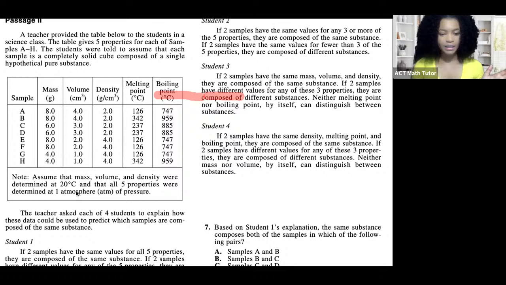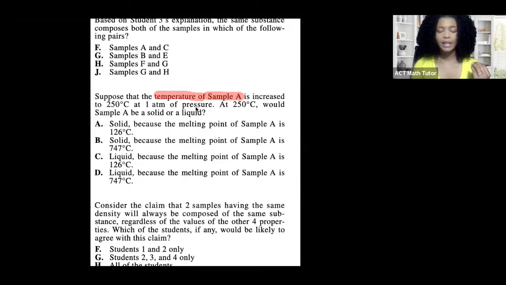And then it says, assume that mass, volume, and density were determined at 20 degrees Celsius. Okay, so that means it was way lower than the 250 that it's even talking about. But so what, right? What are we trying to figure out here? It said at 250 degrees, would that particular substance, sample A, be a solid or a liquid?